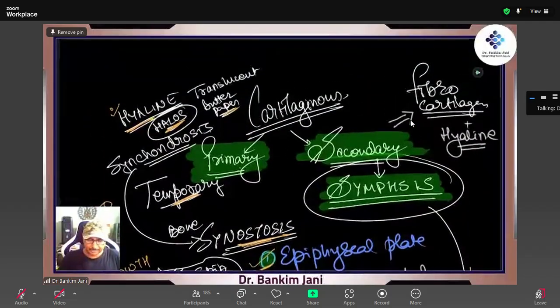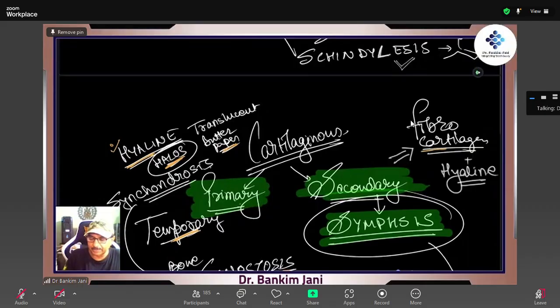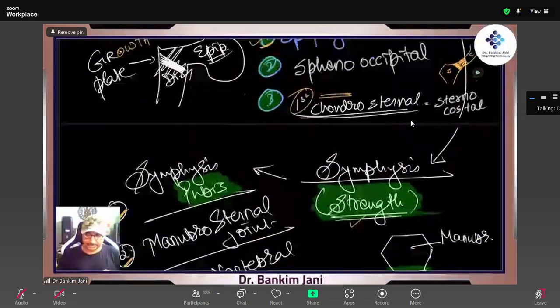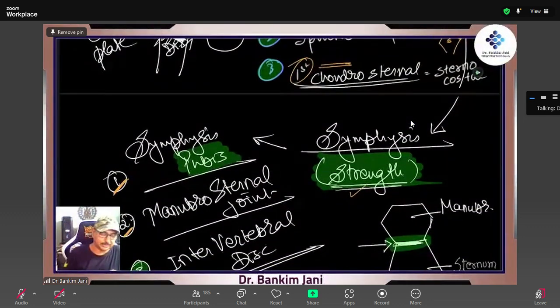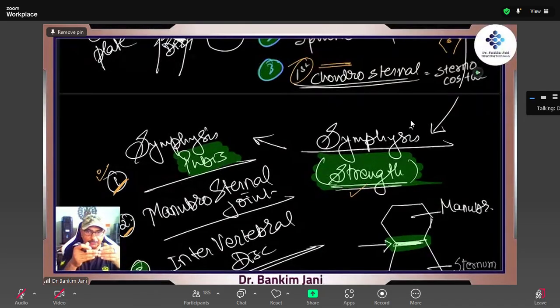The second part, the secondary cartilaginous joints. These are called the fibrocartilage. Though there is some hyaline also, basically they are fibrocartilage. They are called the symphysis. Symphysis is where they meet, which is meant for strength. So first is symphysis pubis. That is when both the hip bones meet in the front. That means there would be fibrocartilage. Fibrocartilage is giving powerful strength, right? Because it is on that strength the entire body is standing.